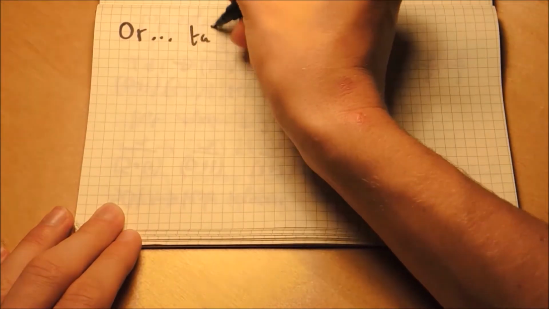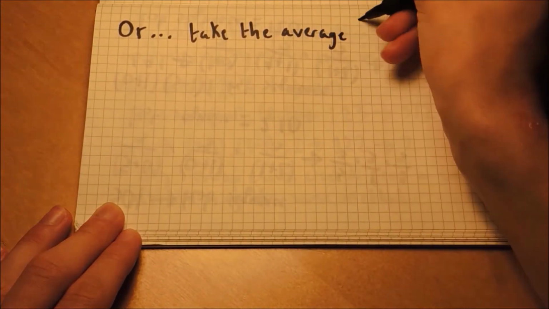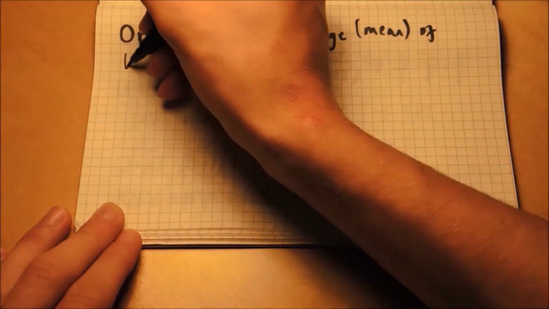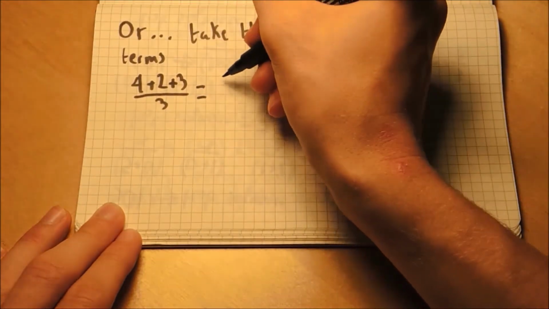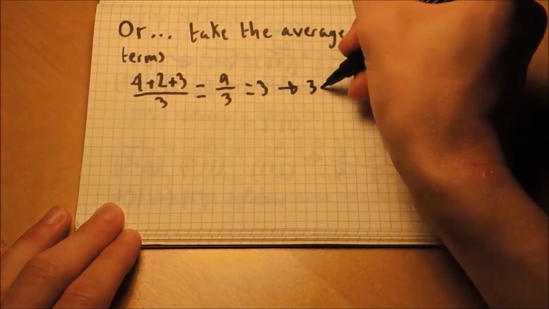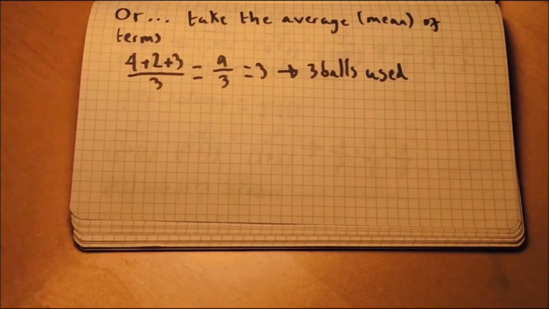However, there's a much easier way to find the number of balls. Just take the average of the terms in the siteswap. For instance, 4 plus 2 plus 3, all divided by 3, is equal to 3. So this pattern uses 3 balls. As a rule, the number of balls in a siteswap that can be juggled can be found by taking the average of the numbers in that siteswap.